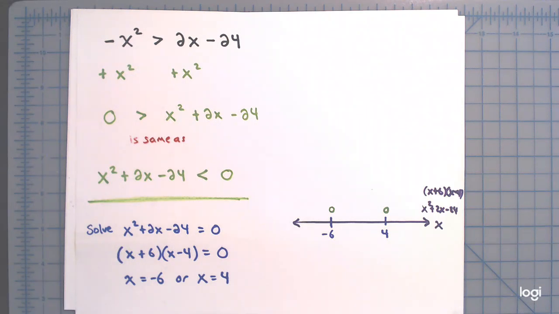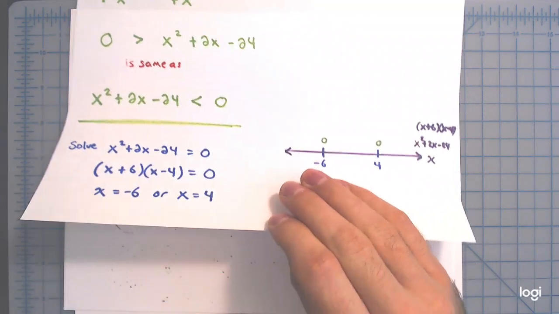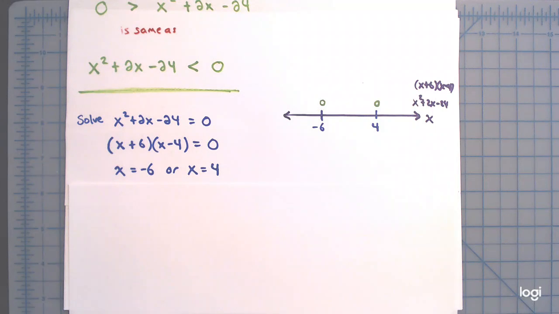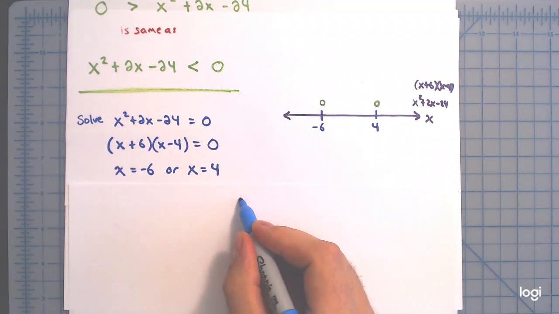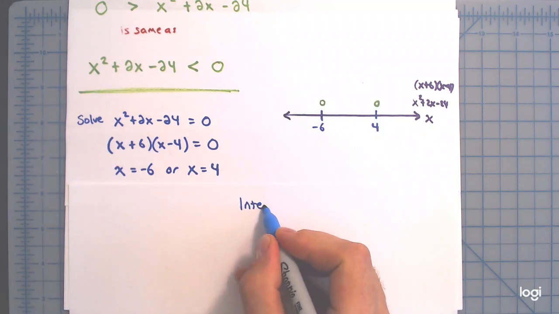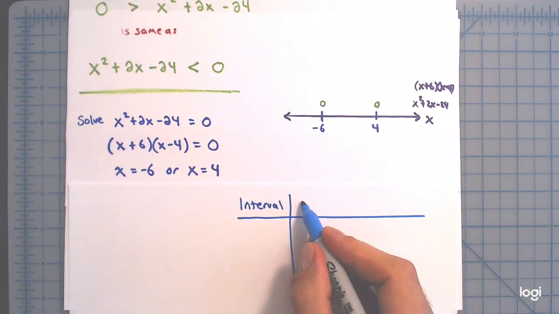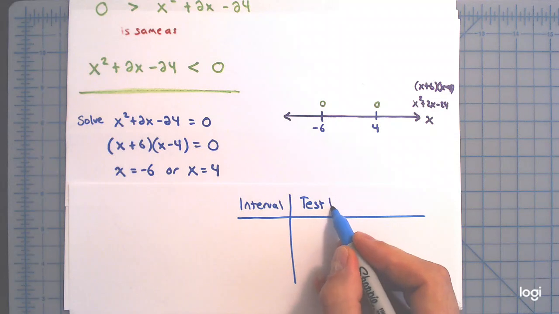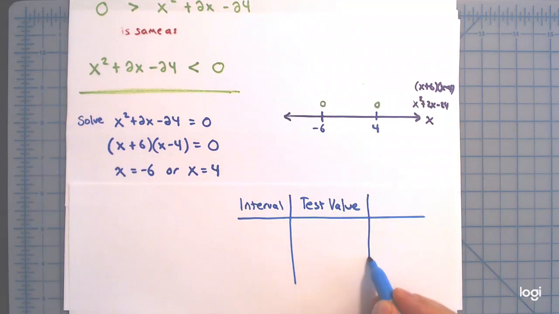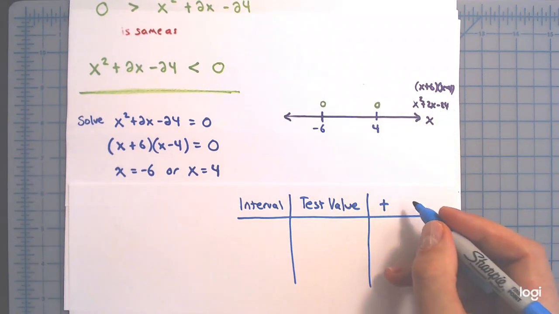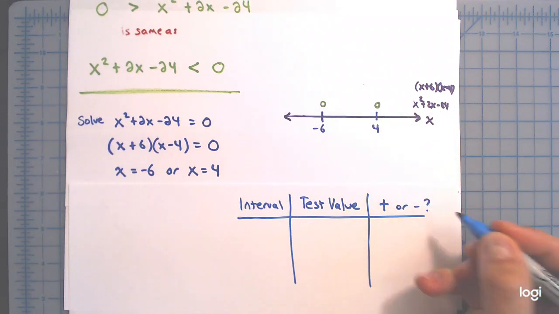So I'll make that little table again. You don't have to do both, but here's a table with the interval, a test value in that interval, and then: is the value of that expression, x squared plus 2x minus 24, positive or negative?